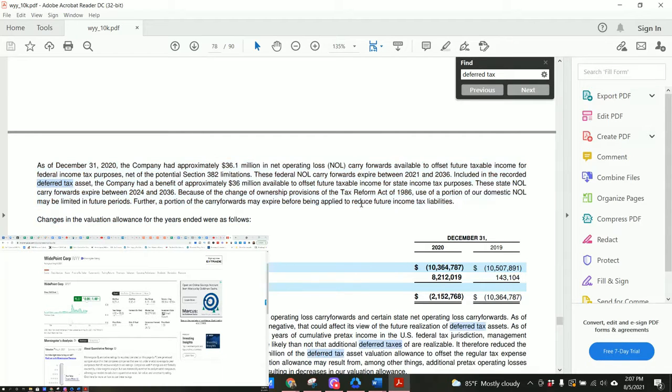where it shows you, as of December 31st, 2020, the company had approximately $36.1 million in net operating loss carryforwards available to offset future taxable income for federal tax purposes. These NOL carryforwards expire between 2021, so this year, and 2036, which is a long time from now. Including the recorded deferred asset, the company had benefit of approximately $36 million available to offset future taxable income for state income tax purposes. These state NOL carryforwards expire between 2024 and 2036.